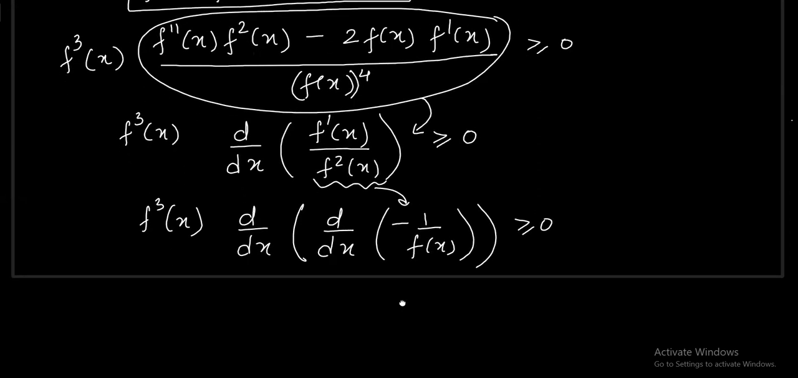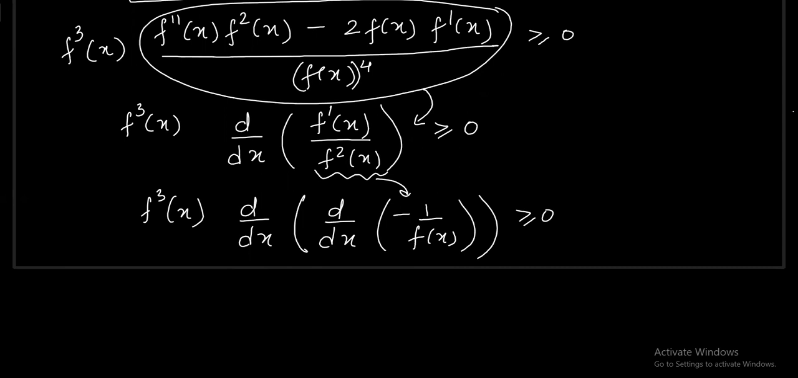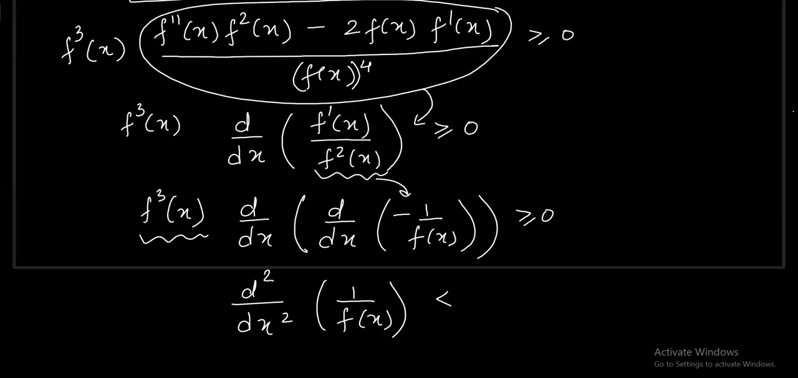In the next step, f cube x, because it is given as a positive valued function, I'll cross multiply and merge it with 0, and we'll rewrite the inequality as d2 upon dx square of minus 1 upon fx. In fact, let us remove this negative sign by adjusting it with the inequality. So I'll write d2 by dx square of 1 upon fx. Adjusting the sign in the inequality gives me less than or equal to 0. I'm going to mark it as first.